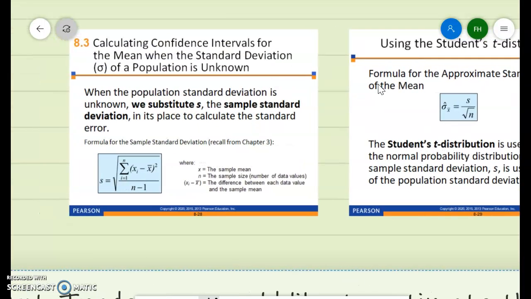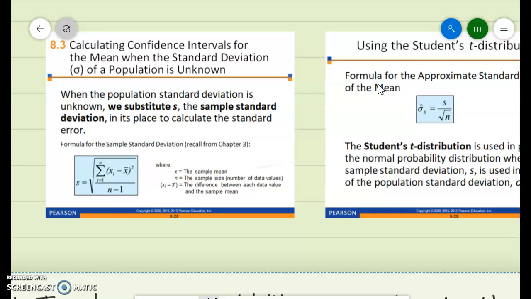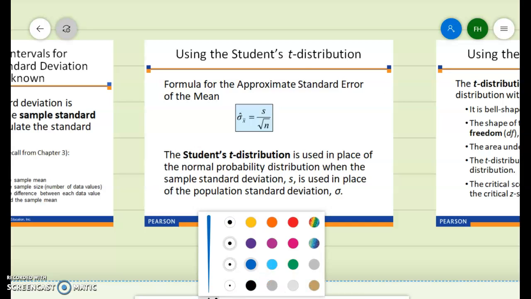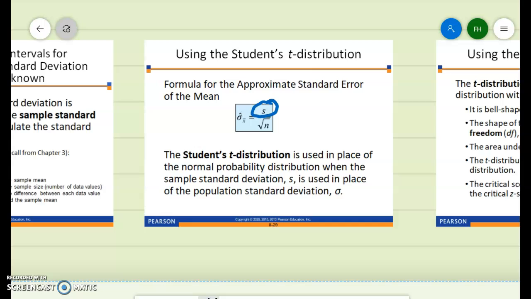So when we don't know the population standard deviation and all we have is a sample, we are actually going to use the sample standard deviation in place of the population. So when you're calculating your standard error of the mean, instead of it being the population standard deviation, you can see that we're going to use S in the place of it. So it's still a standard deviation, it's just the sample. So we are not using the Z, the normal distribution here. We're going to use T.